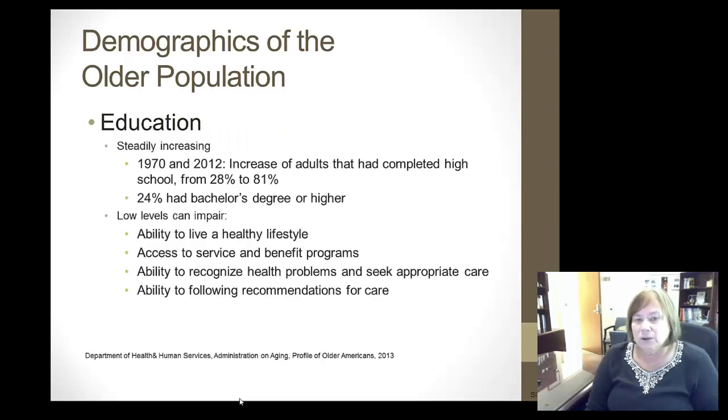Educational level of older adults has increased. Again, in 2012, up to 24% had a bachelor's degree or higher, which is a very important piece as we work with them in maintaining their health status and promotion of health. My research area of interest is health literacy. Health literacy is the ability of a person to understand the health information presented to them by healthcare providers. It could be in acute care settings, on discharge, on admission, or it could be in primary care settings in physicians and nurse practitioners' offices.